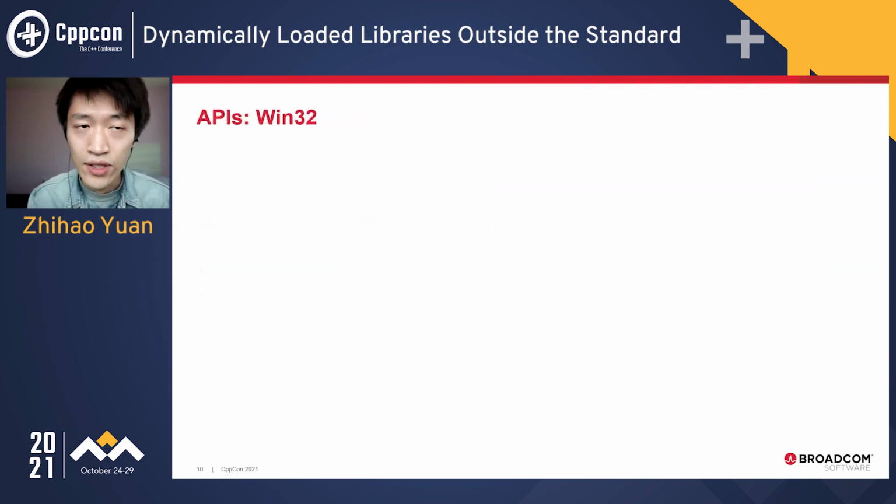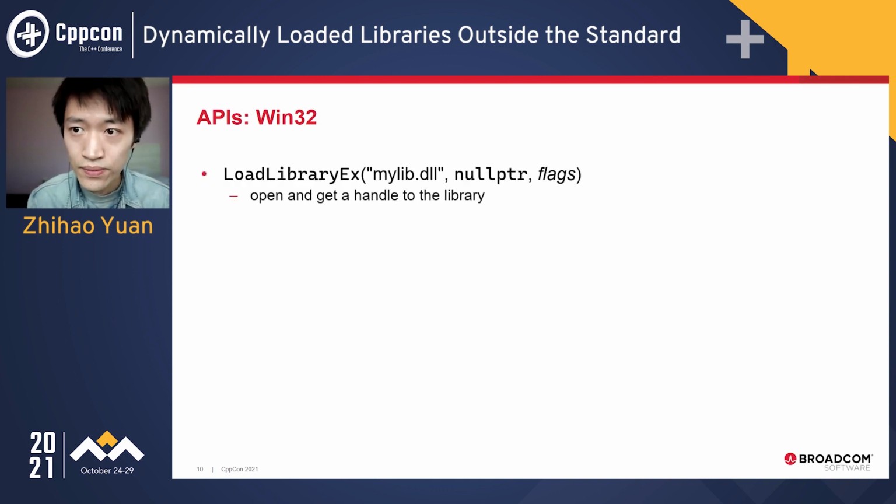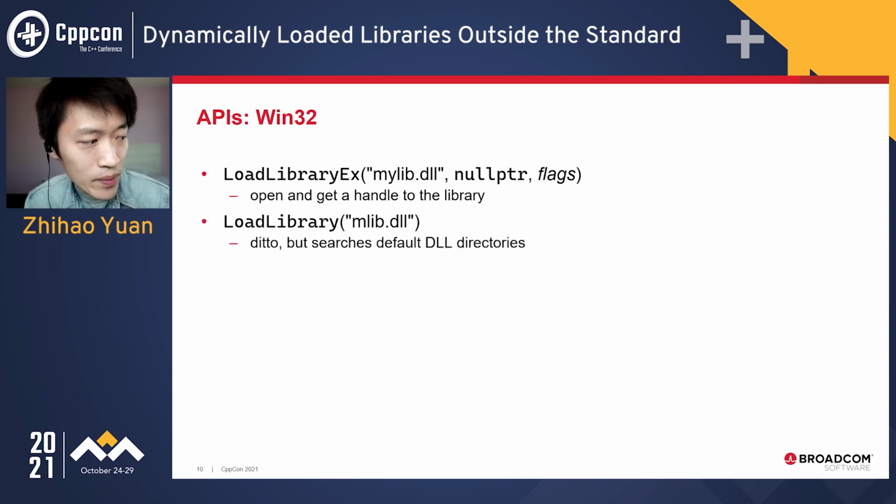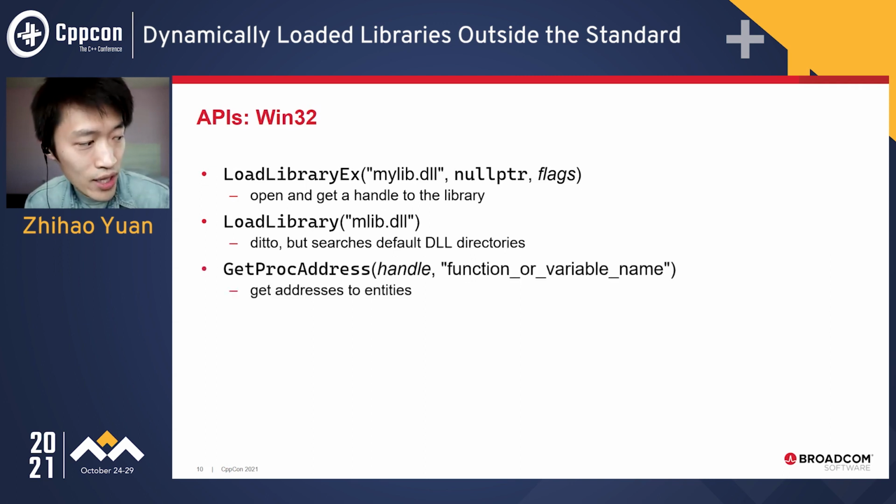This is the header, and here are the dynamic loading APIs on Win32. So we have LoadLibraryEx, which opens a handle to a library. This is just an overview. We'll come back to every one of these APIs later. So LoadLibrary followed by your library name. It's the same functionality, but it searches the default DLL directories. And then GetProcAddress, you get the address of the entities.